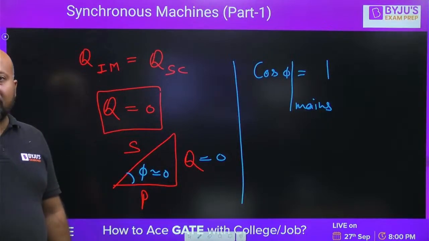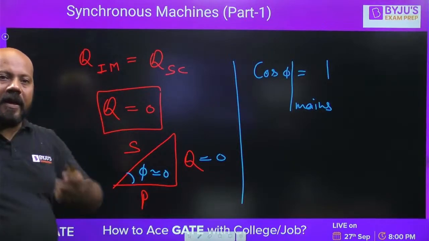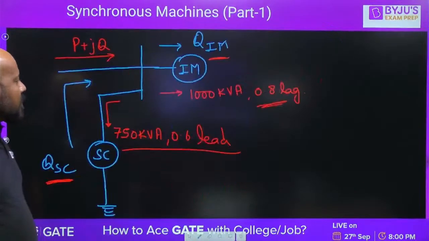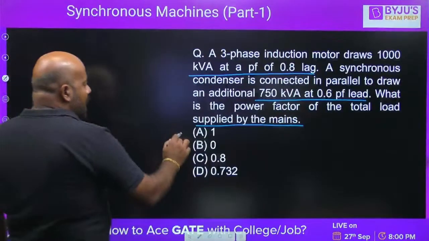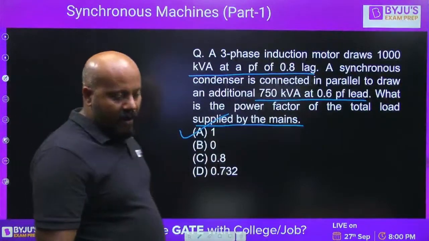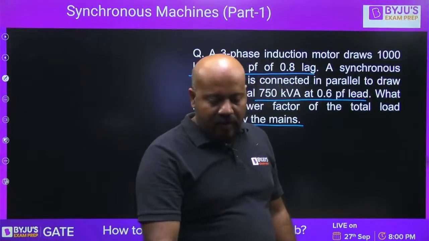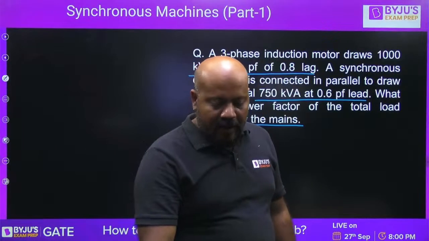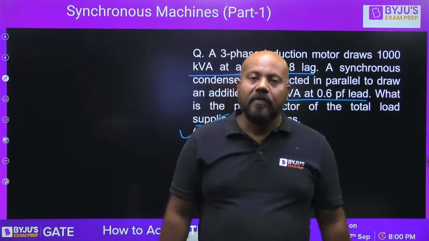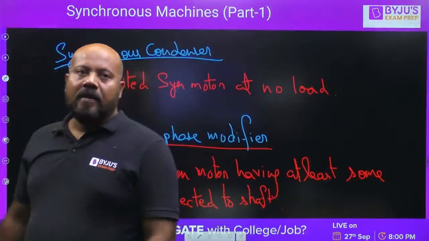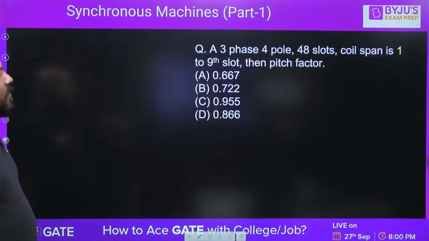Yes, Sudeep, approximately it is going to be 600 kVAR. So, A is going to be the correct option. Everybody is getting this? Say yes or no. Everybody is getting that. Let us see the next question.